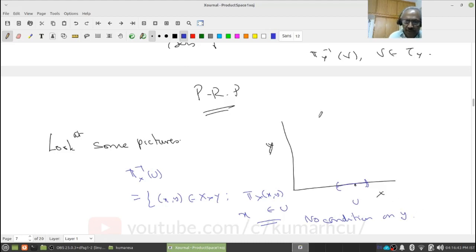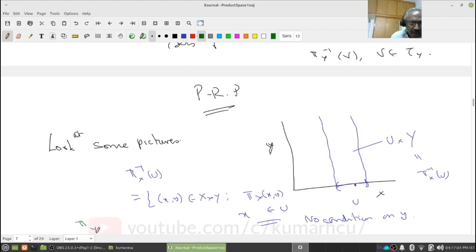Right? Therefore, it's going to be like this. So this is nothing other than u cross y. So this is your pi x inverse of u. Do you understand?